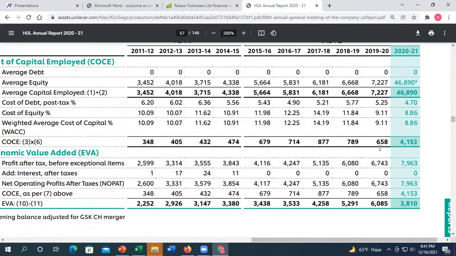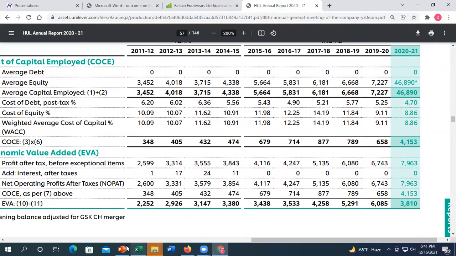But the reports have shown and mentioned that the merger of GSK with HUL has actually contributed to the increase in the profits, which we just saw. NOPAT has gone up. It has had a positive effect on EBITDA. The merger had a positive effect on EBIT, and a positive effect on net income, that is PAT, and therefore also a positive effect on NOPAT.